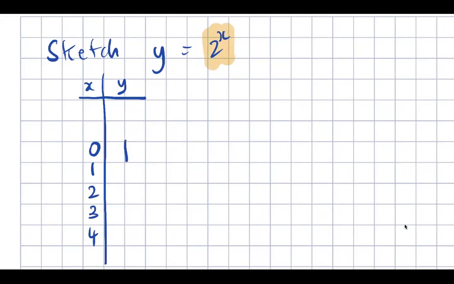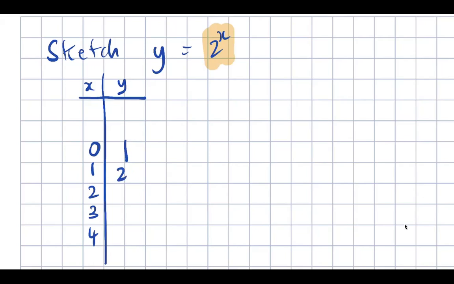And that's why, by the way, all of those graphs passed through y equals 1. Because it doesn't matter whether I've got 5 to the power of 0, 10 to the power of 0, negative 3 to the power of 0, they're all equal to 1, and that's why they pass through. Right, let's substitute 1 in there, so we get 2 to the power of 1. Well, 2 to the power of 1 is 2.